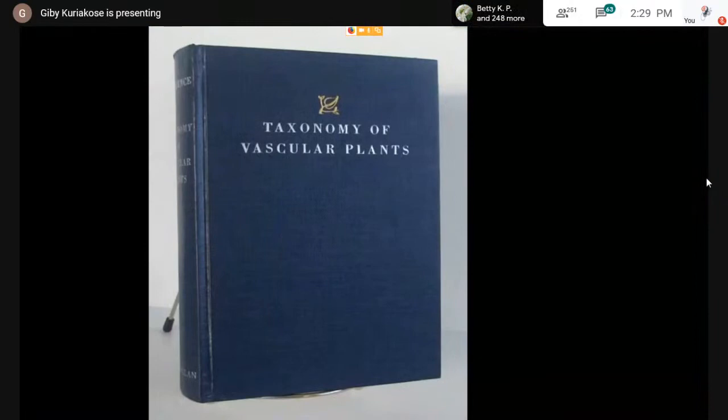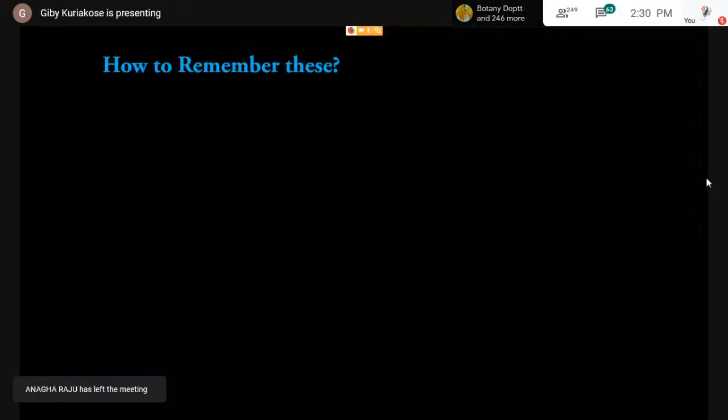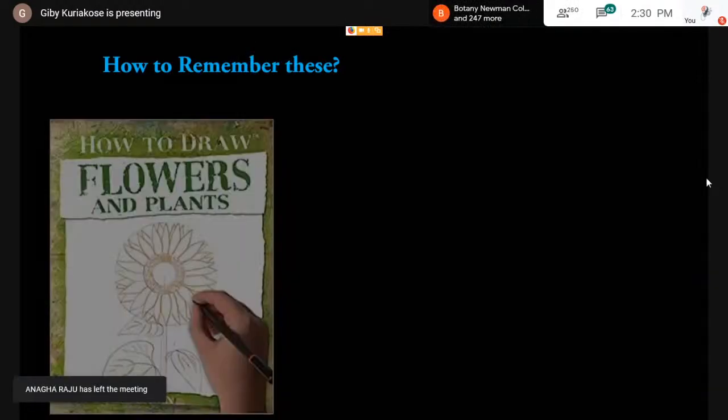Another wonderful resource for higher level learning of identification and taxonomy is Taxonomy of Vascular Plants by George H.M. Lawrence. This is a wonderful book, and if you are thorough with the technical terms and how to use this book, then you might not feel difficulty in handling a flora or any keys. Then, how to remember these technical terms?